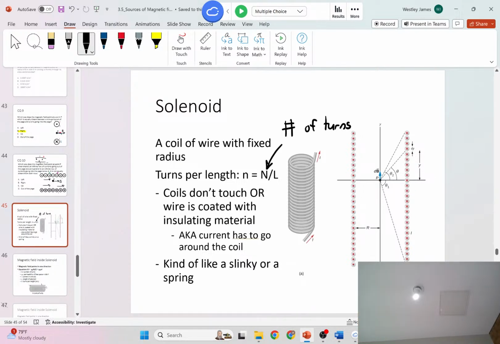These are two ways that you'll see this. You'll either say, here's how many coils it has and here's how long it is, or here's the number of turns per length. Literally, just think of what that word means. How many turns per length? The more turns per length, the more coils I fit in a spot, and we're going to find that that makes a stronger field. So the closer you can get these wires together, the better.